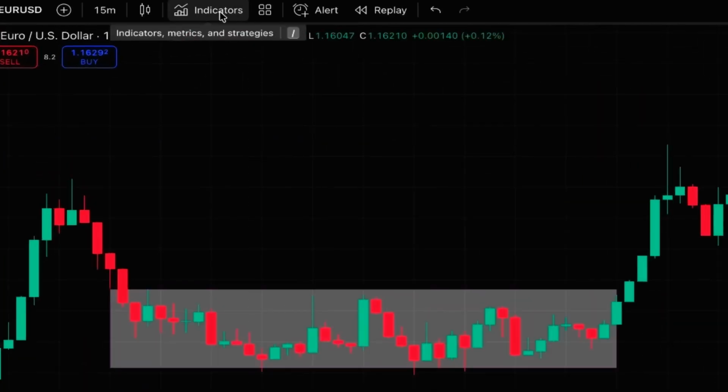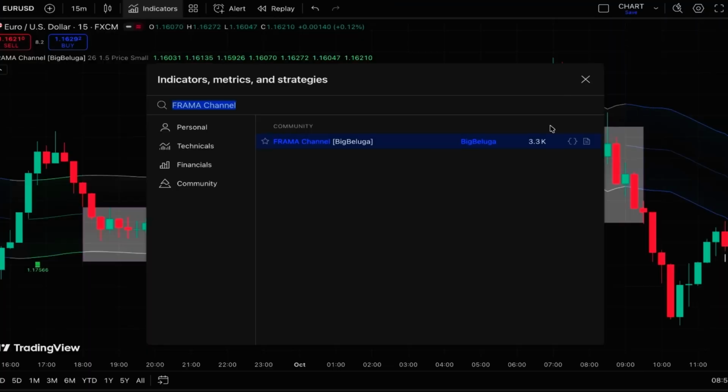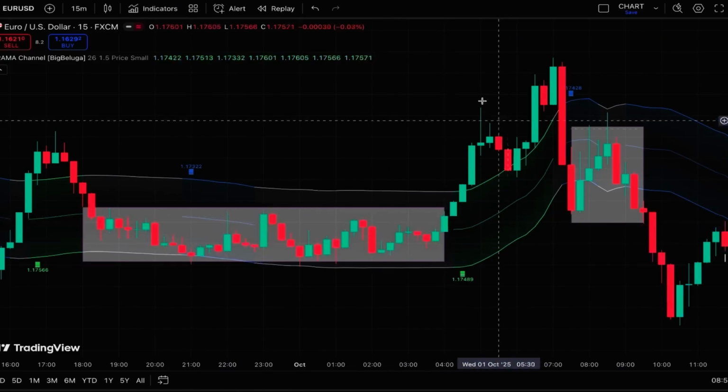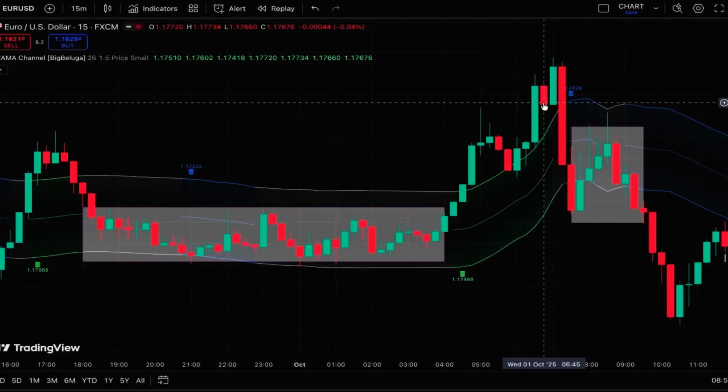Here we click on indicators, and we search for a channel, this one, which is written by Big Beluga. All right, this is the indicator, and as you can see, it's overlaid on the price chart. The indicator has added a channel to the chart, and this channel can adapt to market conditions by considering volatility and momentum.